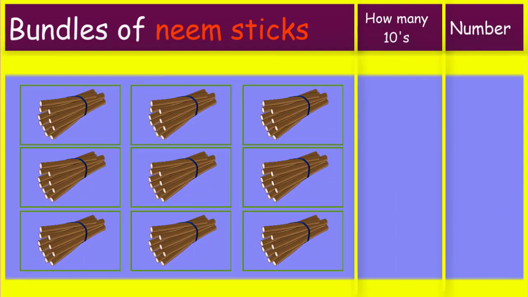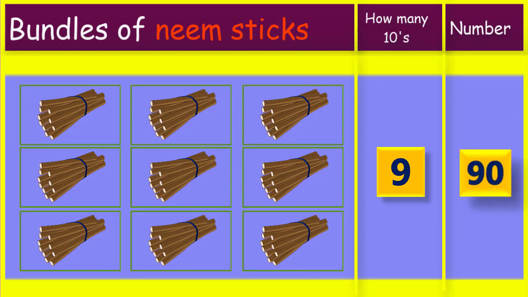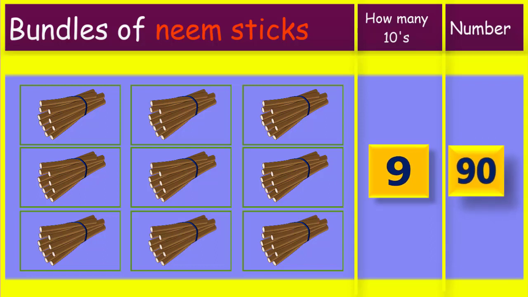See here now. The number of bundles of name sticks is 9. So the number of name sticks is 90. 9 bundles have 90 name sticks. This is called 9 tens.